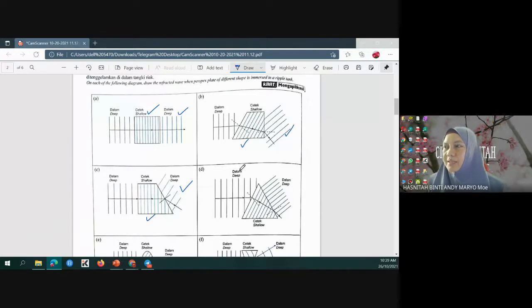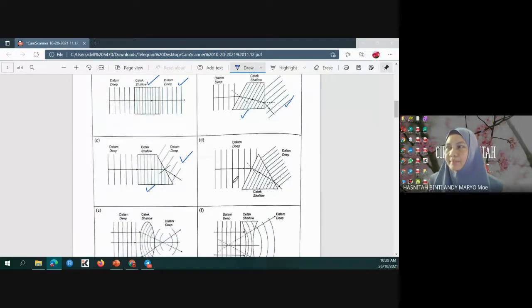The problem is with number 4, diagram D. The first part, no problem, from deep to shallow. It propagates towards the normal with a shorter wavelength here. But then the problem lies here: when it goes back to the deep region, it should become longer. You drew the wavelength the same, but it is supposed to be longer. So please make a correction on this drawing.